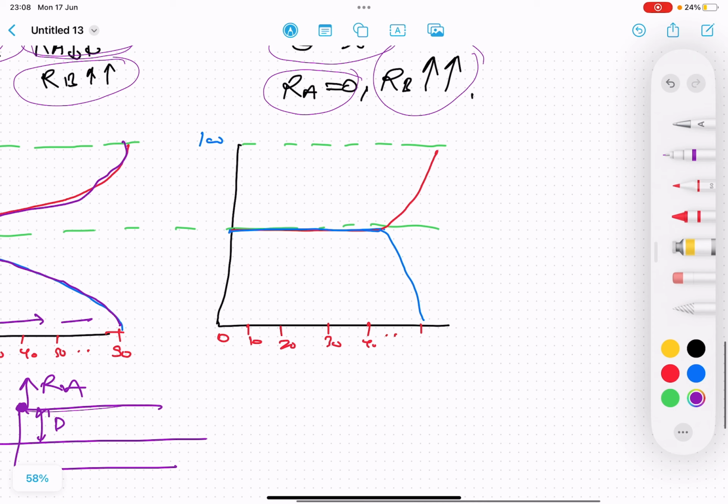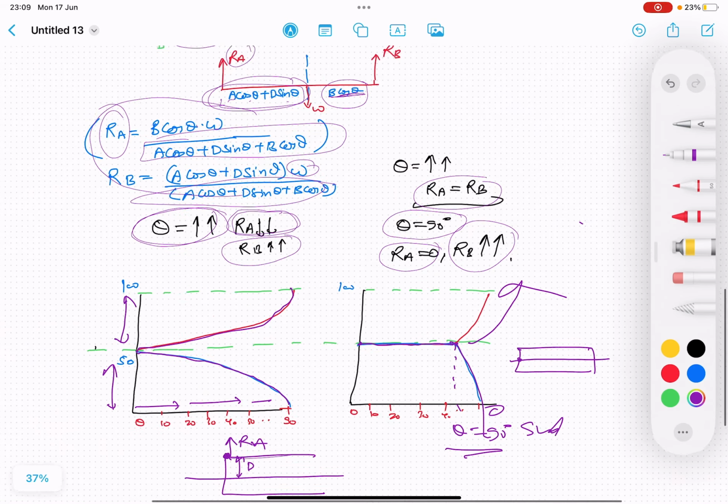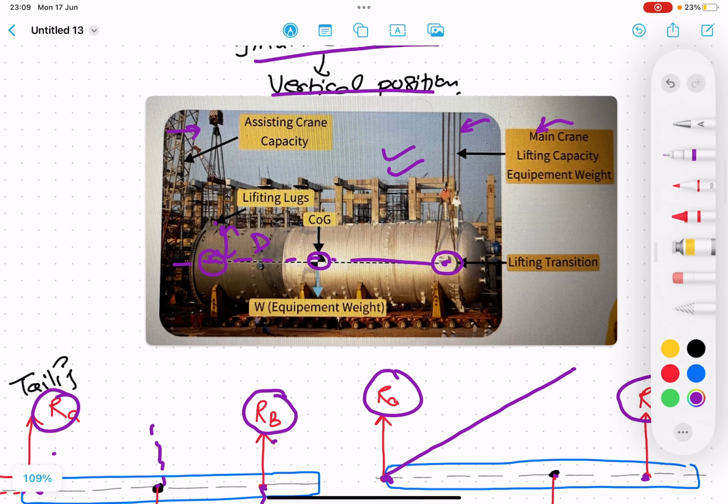But if we consider the case where the assisting crane lifting point is at the COG line, then initially both will take equal load, until theta is equal to 90, the load on the assisting crane drops to 0, but load on the main crane increases to maximum. So there is a sudden transfer. So what is the preferable method? The preferable method during upending is that in the assisting crane, the lifting point is always at a distance d from the center line. We never take the lifting point of the assisting crane at the center line itself.